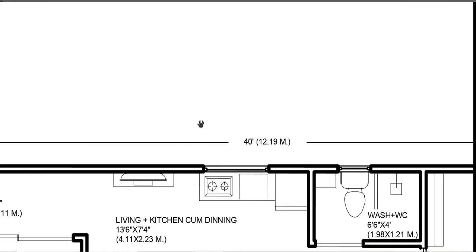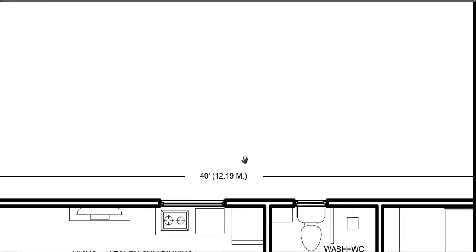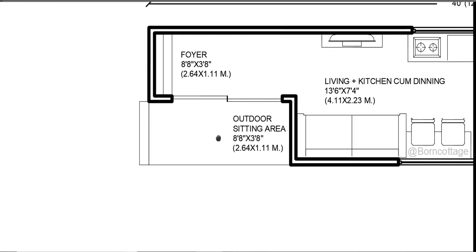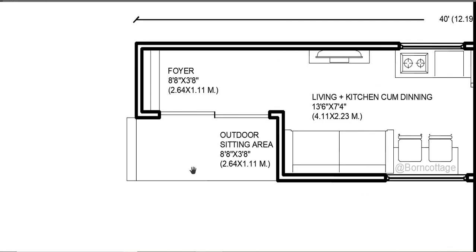The total area I have taken is width is 8 feet in meter 2.43 meter and the length is 40 feet in meter 12.19 meter. So in the front we have outdoor sitting area. Here the size of the outdoor sitting area is 8 feet 8 inches into 3 feet 8 inches in meter 2.64 into 1.11 meter, and here is a sliding door. After that we will go inside.